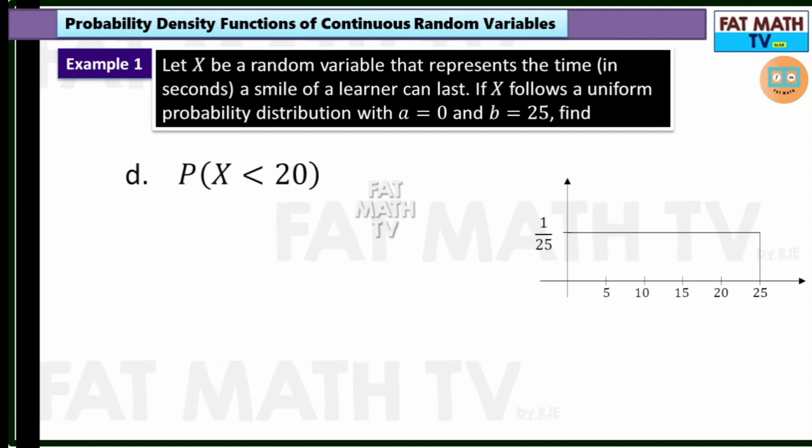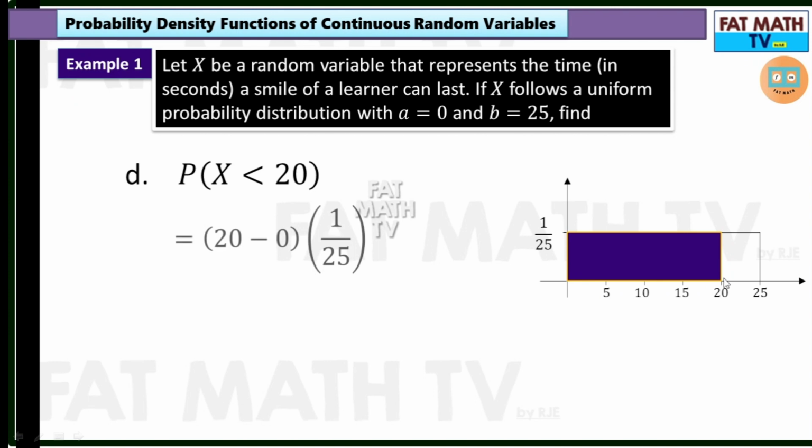Letter D, probability that x is less than 20. So that rectangle, this one. The base is from 0 to 20. So that is 20 minus 0. Height is still 1 over 25. So that is 20 times 1 over 25. That's 20 over 25, or 4/5 in simplest form.